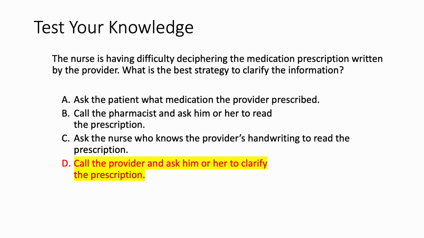We can only get what the provider means directly from the horse's mouth, and that is the provider. So we have to call the provider and ask them to clarify their prescription, okay? But I'm going to throw you a curveball here. So let's say that you've called the doctor and he is not very helpful at 2 in the morning and tells you to do what was ordered and stop bothering him. What is your next move?